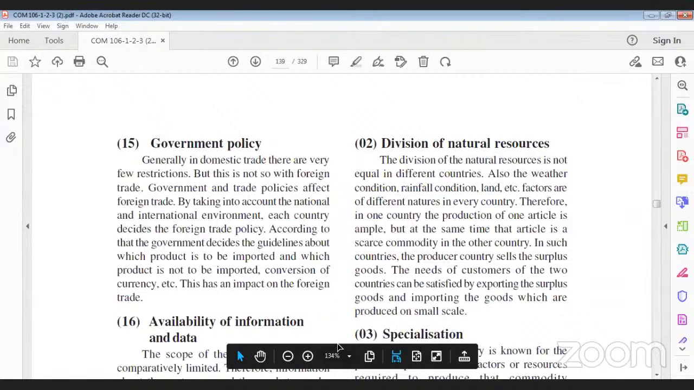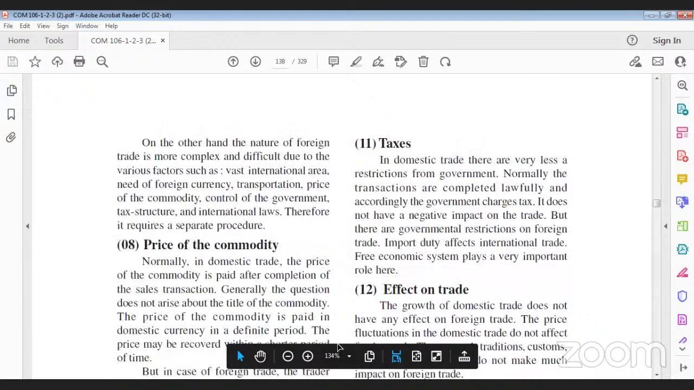The 11th point is that of taxes. In domestic trade, there are very few restrictions from the government. Normally, the transactions are completed lawfully, and the tax charged by the government does not have a negative impact on the trade. But there are governmental restrictions on foreign trade, and import duty affects international trade. The free economic system plays an important role here also.